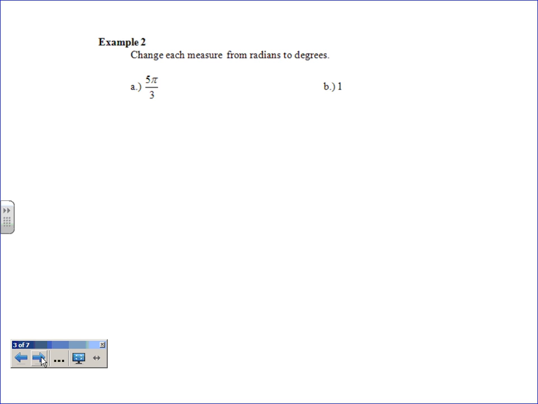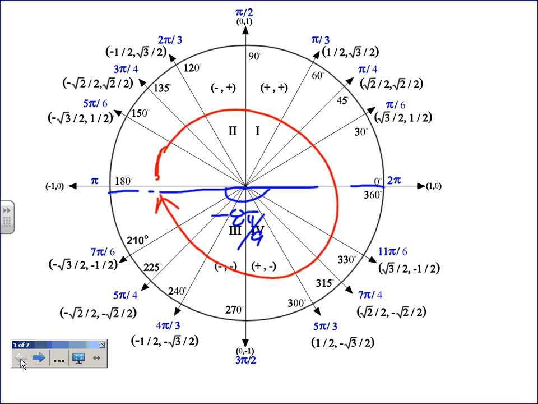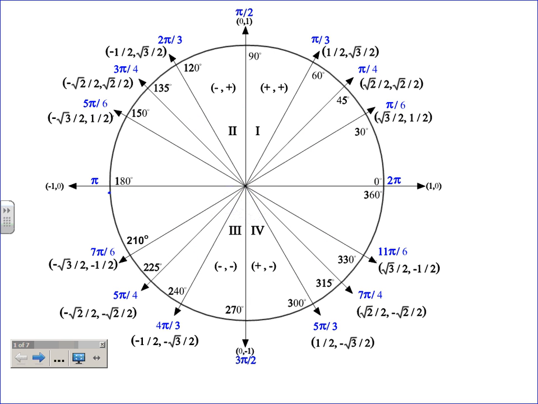Change each from radians to degrees. Now, realize back here, you've got a lot of conversion factors. You can use any one you want. I could use the fact that 360 degrees over 2 pi, as far as the unit circle is concerned, really equals what? As far as the unit circle is concerned, 360 degrees over 2 pi really means 1.